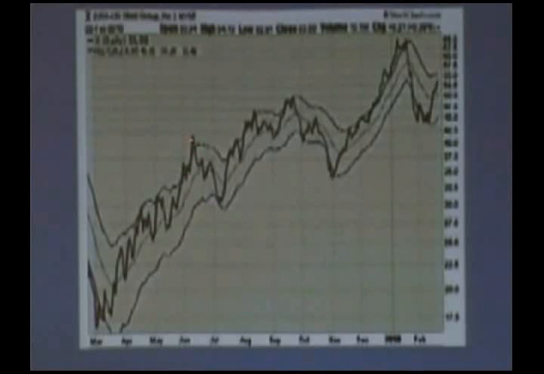Here's another one right here. It actually got above the channel. It closed above the channel. So that's a high probability sell signal right there. Here's another one. It actually got above the channel and went down. Got above the channel here, went down.